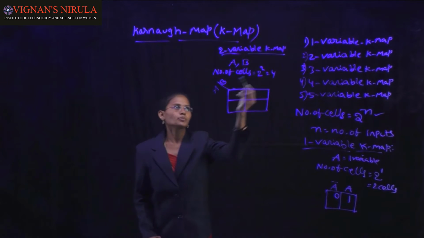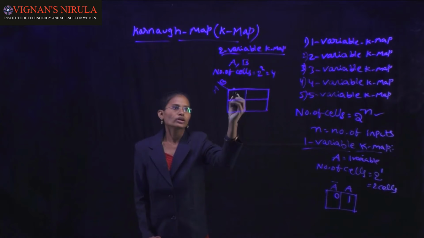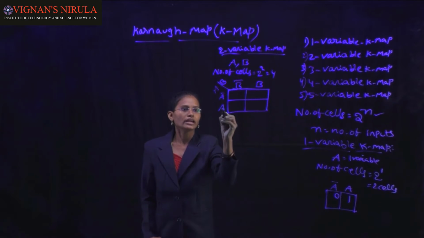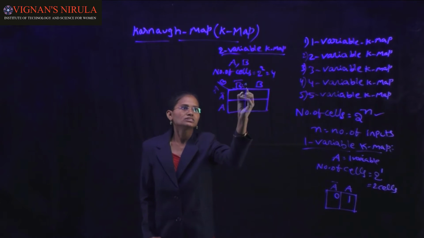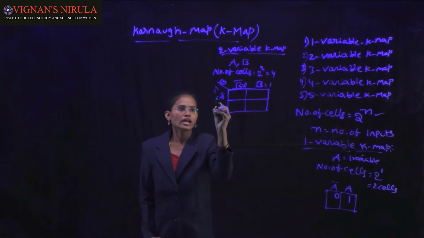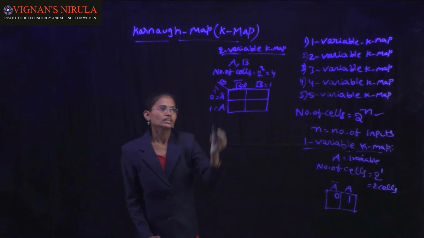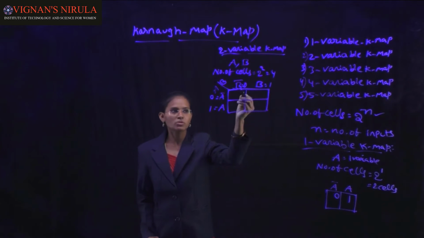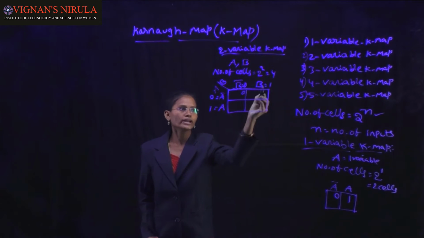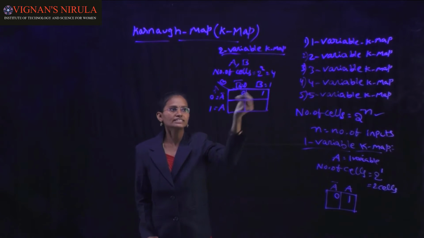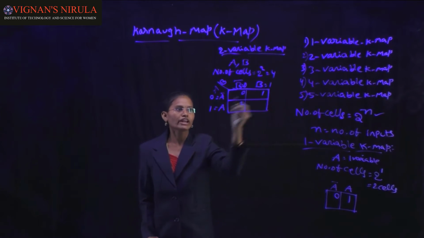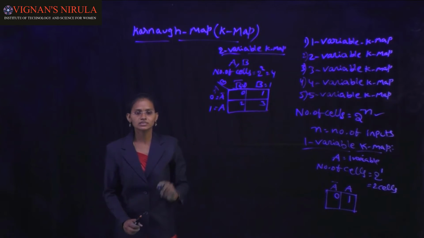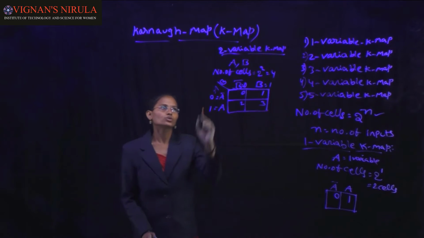And the input variables are A and B. This is B bar, this is B, this is A bar, A. Here A bar is 0 and A is 1, and B bar is 0 and B is 1. This is the gray code indication. Then 00, the decimal number is 0; 01, decimal number is 1; 10, decimal number is 2; and 11, decimal number is 3. These are the 4 cells of the two variable K-map.